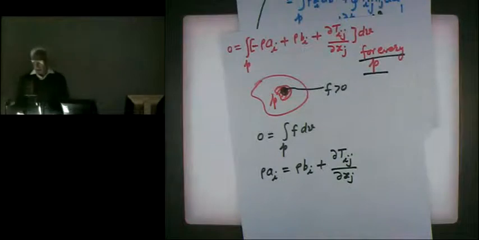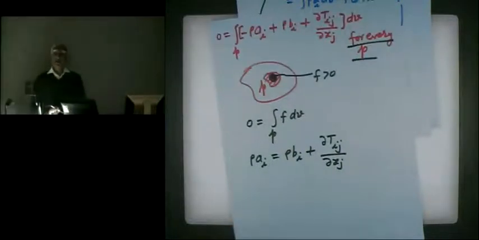And this is called Cauchy's law of motion. Or this is called conservation of linear momentum, or balance of linear momentum. It depends whose paper you read. If you read my paper, it probably says balance of linear momentum. If you read probably Marc Kramer's paper, it will say conservation of linear momentum. It's the same thing.